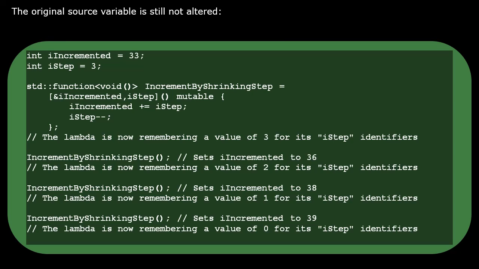Be aware that even when you're using the mutable keyword to gain that privilege to modify, there is still no connection between the lambda's remembered storage versus the actual iStep variable where the value originally was copied from. Even after this lambda has been modifying its own remembered storage, the actual iStep variable still has its original unmodified value in the enclosing scope.